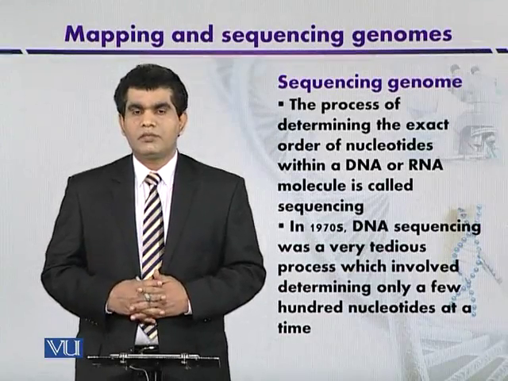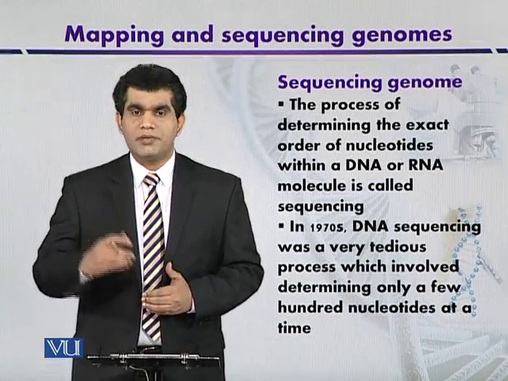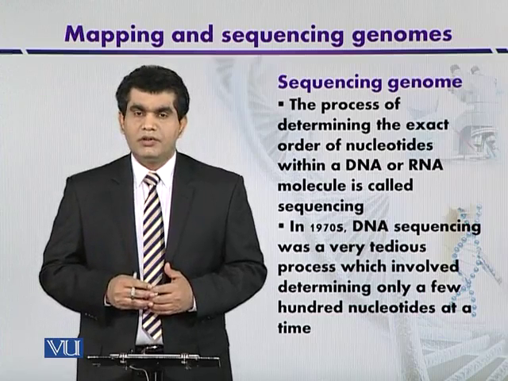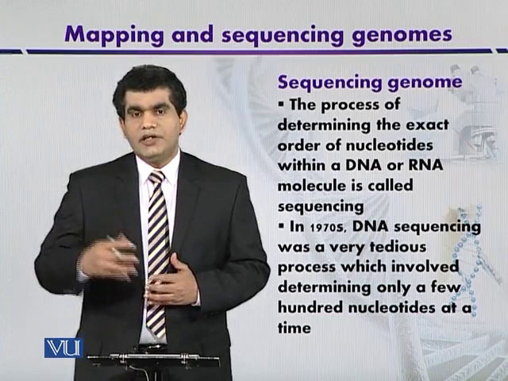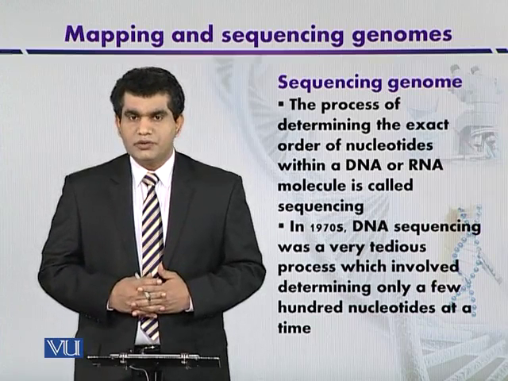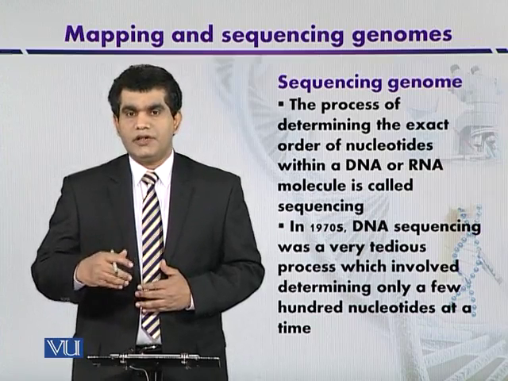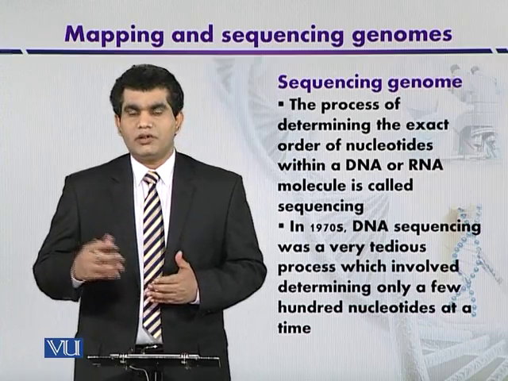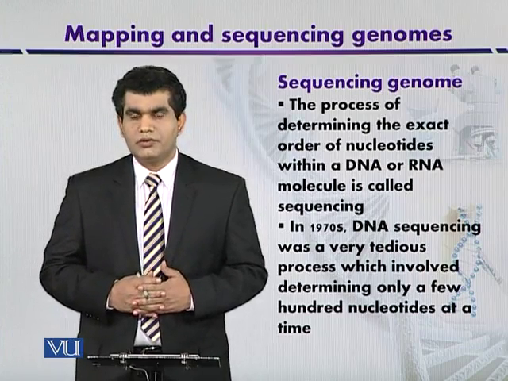Sequencing genome. The process of determining the exact order of nucleotide bases within a DNA or RNA molecule is called sequencing. In the 1970s, sequencing techniques were introduced, and at that time the process of sequencing was very laborious and tedious, and it could sequence only a few hundred base pairs within a genomic molecule.